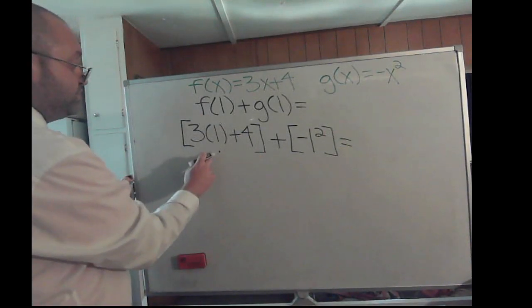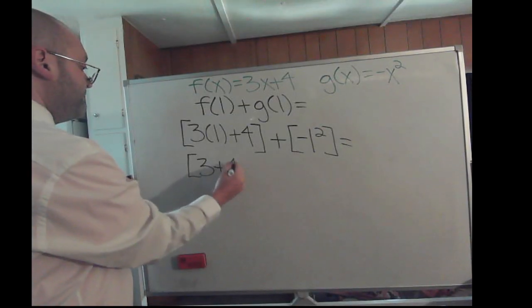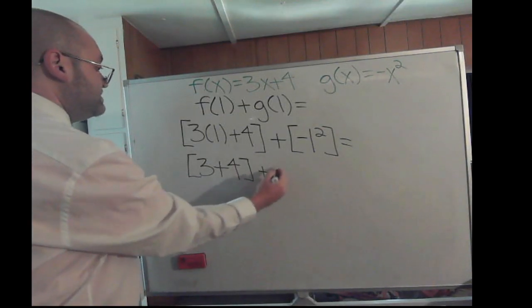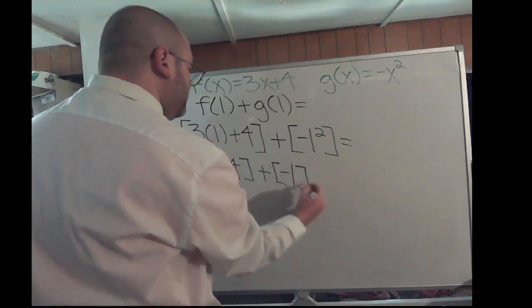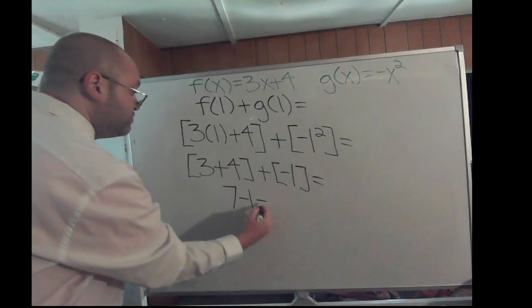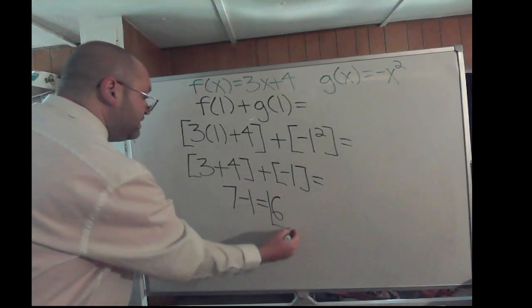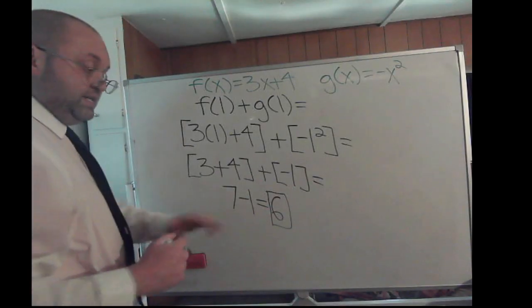Well, 3 times 1 is 3. You'll have 3 plus 4 plus that negative 1 to the second gives you negative 1. So that would give you 7 minus 1, which would equal 6. So f of 1 plus g of 1, therefore, is 6.